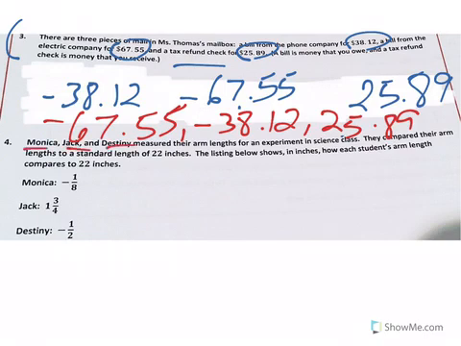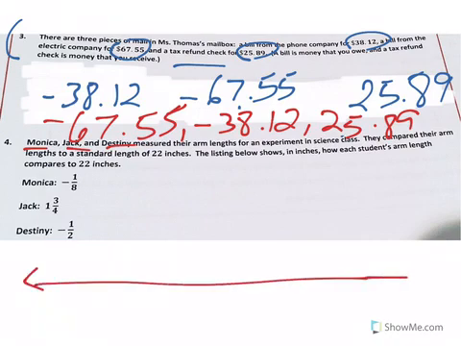Monica, Jack, and Destiny measured their arm lengths for an experiment in science class. They compared their arm lengths to a standard length of 22 inches. The listing below shows in inches how each student's arm length compares to 22 inches. Monica was negative 1/8 of an inch, Jack was positive 1 3/4 inches, and Destiny was negative 1/2 inch.